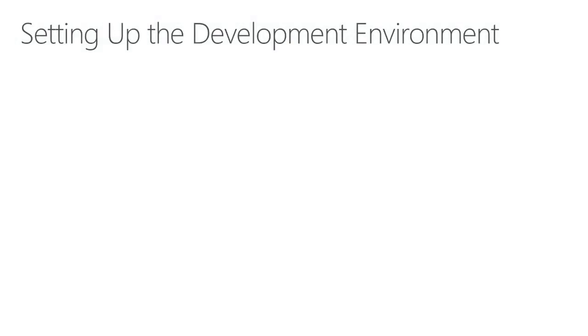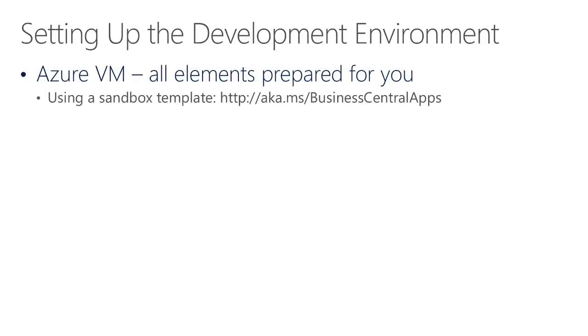The first section will cover setting up the development environment. As I've said in the introduction, there is another video about setting up Visual Studio Code for Dynamics 365 Business Central, but let's recap this real quick. The easiest way to set up a development environment is to use one of the Azure VM templates to create a sandbox. Before Business Central was released, we used a template to create what was called a developer preview, in which we were able to do development and testing for Business Central apps.